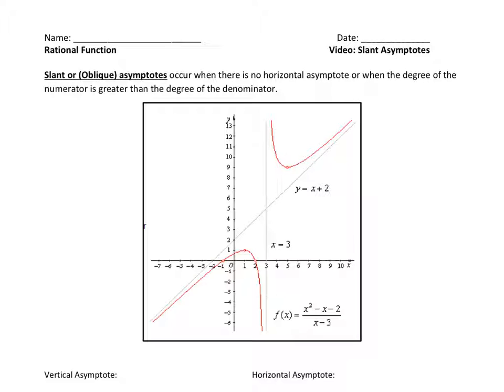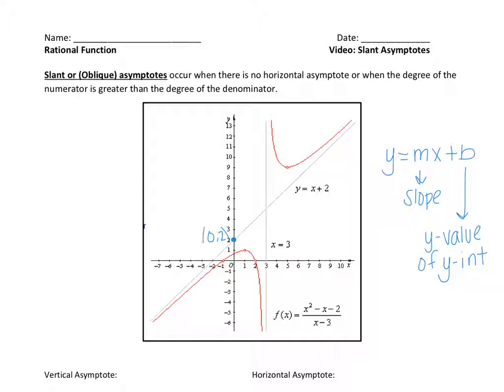Just a refresher, when I have a line, it's y equals mx plus b, where m is your slope and b is the y value of the y-intercept. So if we look at this graph right here, this line intersects the y-axis at (0, 2). So the b value, 2, is the y value of that intercept point. And the slope m is 1, so it goes up 1 over 1, up 1 over 1, up 1 over 1. That's how we make that line.